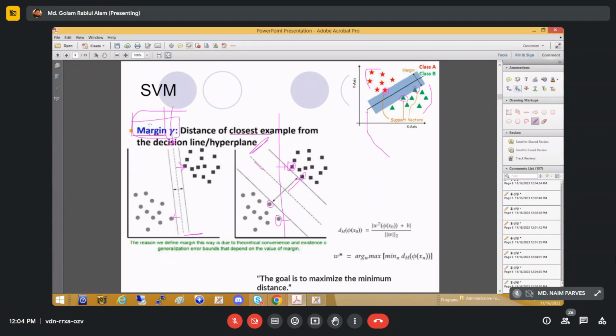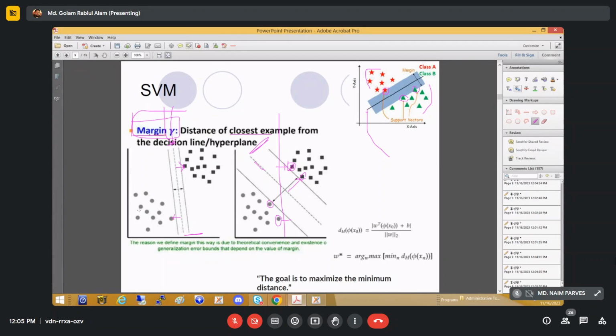Why? If we maximize this margin, then it will ensure that all the data points will be at more distance. That's why we need to maximize the margin. So we have already understood the support vectors and the hyperplane, and another thing, the margin. We need to maximize the margin to ensure that the data points are at more distant points.